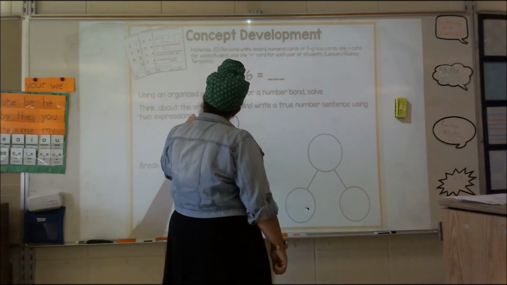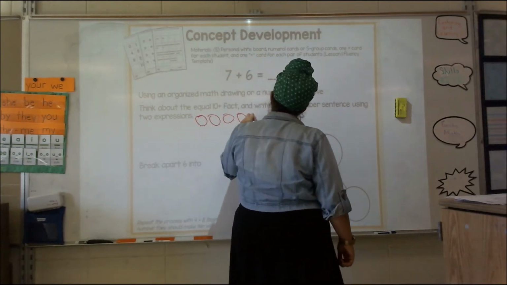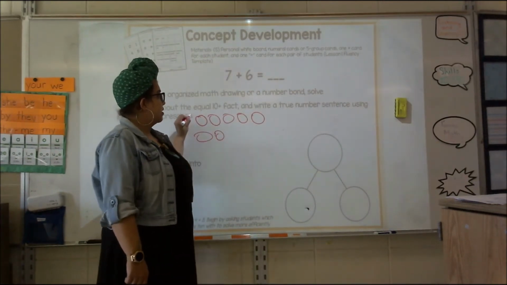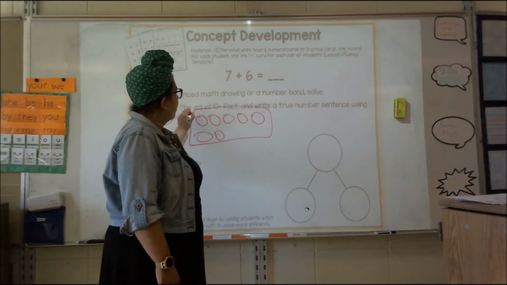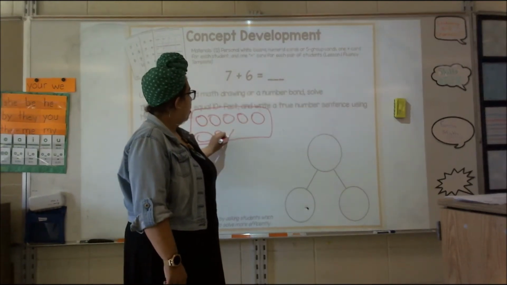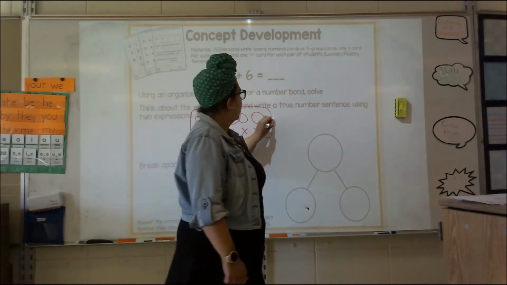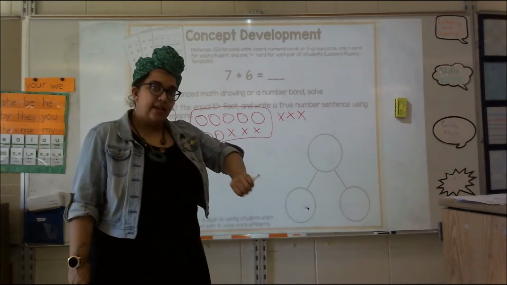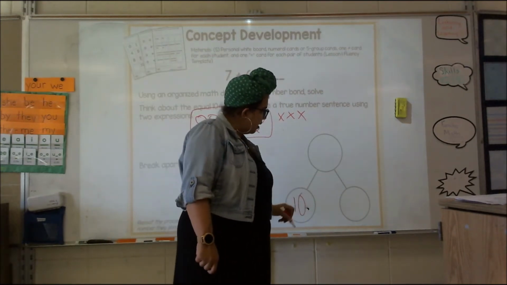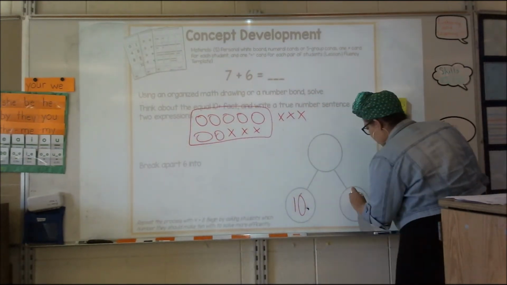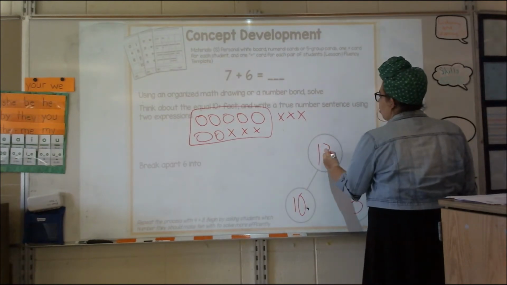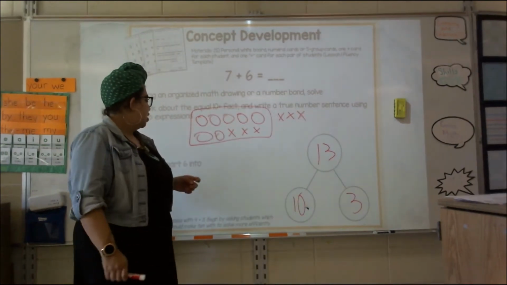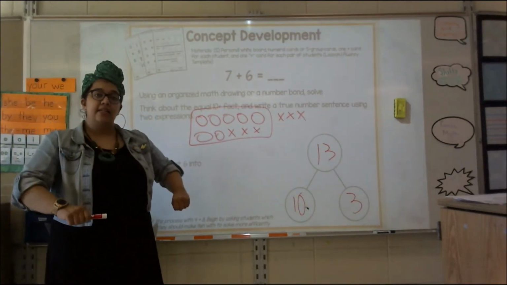Drawing 7. 1, 2, 3, 4, 5, 6, 7, plus 6. Still following the rule of trying to complete our group of 10. So 1, 2, 3, 4, 5, 6. So inside the box we have 10. Outside the box we have 3, which means our whole, no matter where you put the pieces, our whole is still 13.